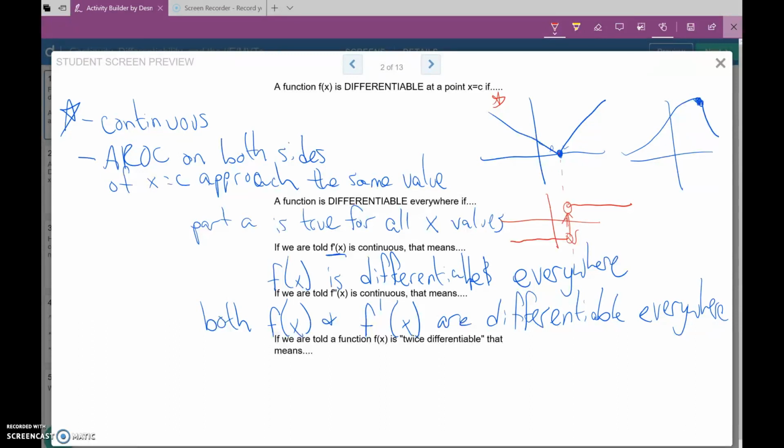If we're told a function f of x is twice differentiable, so this comes up a lot in problems, that means the same thing as if we're told f double prime is continuous. It means that both f of x and f prime are differentiable. So it just means that your original function is smooth. It doesn't have any sharp turns or cusps or anything like that.